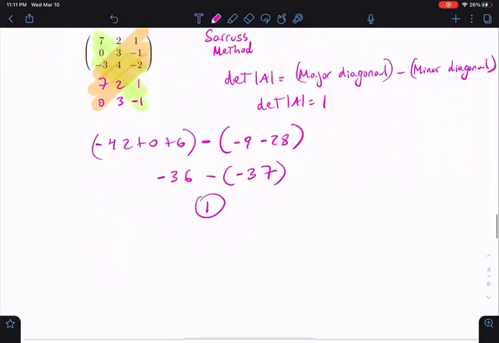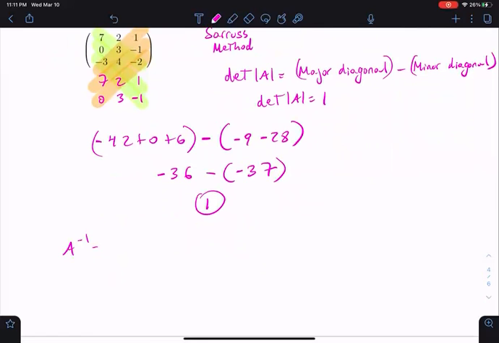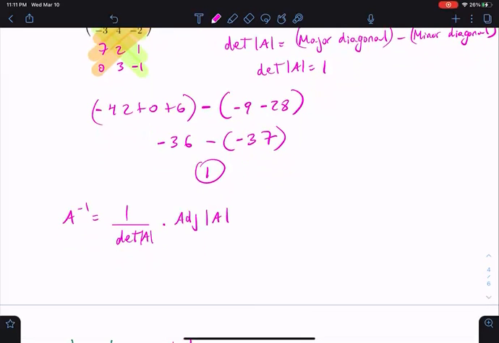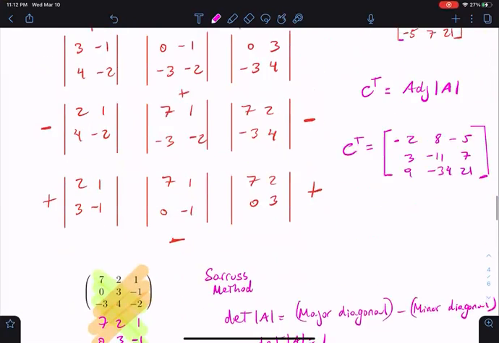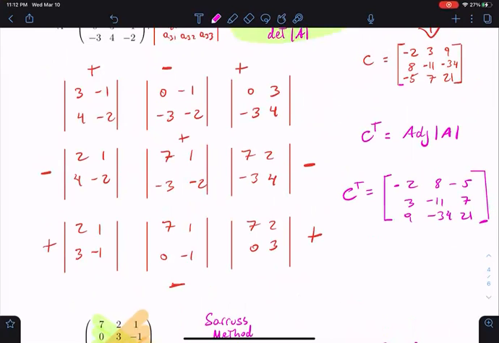Again, what's the definition? A inverse equals 1 over the determinant of A times the adjoint of A, right? So we have everything that we need. We just need to compute, right? So 1 over 1, so that's not going to change anything. So what's the adjoint of A? Well, this one is the adjoint of A, this transpose.